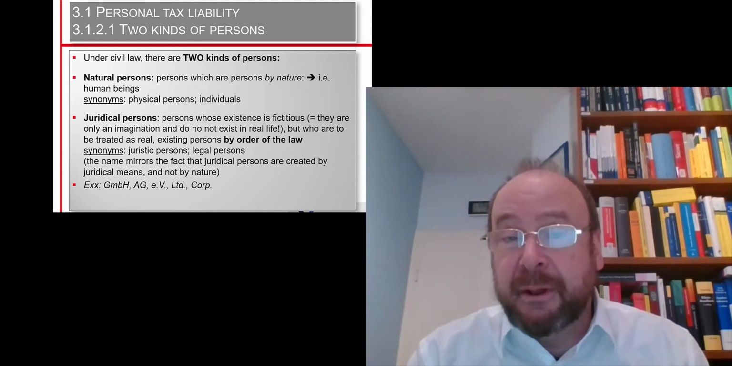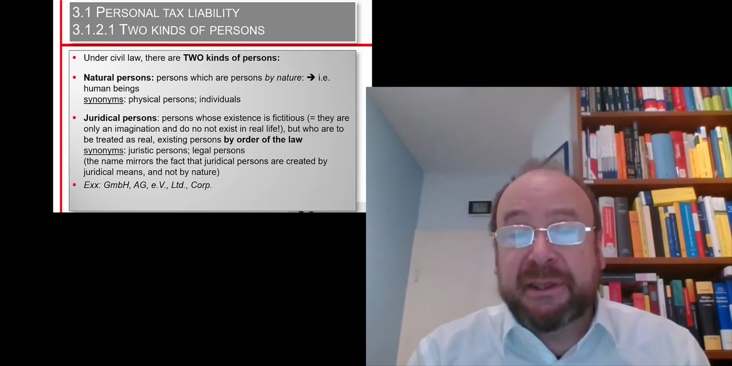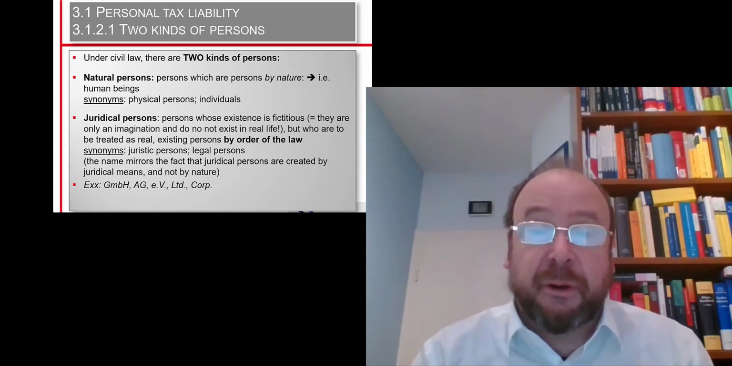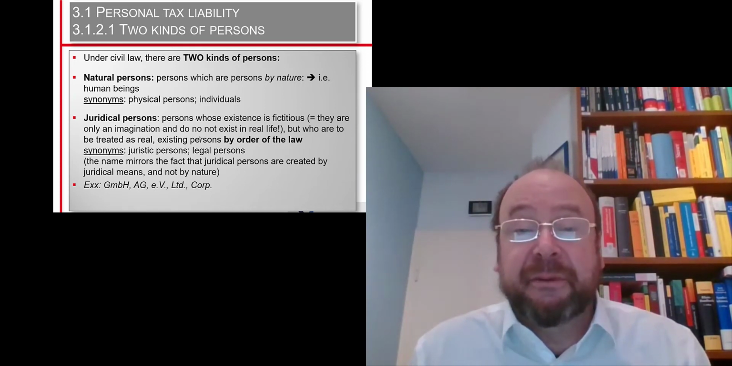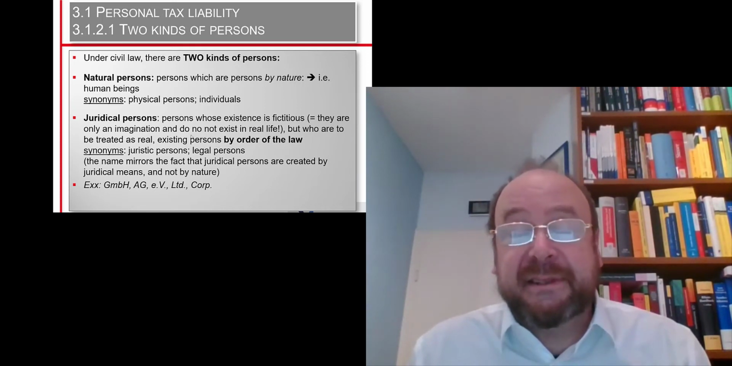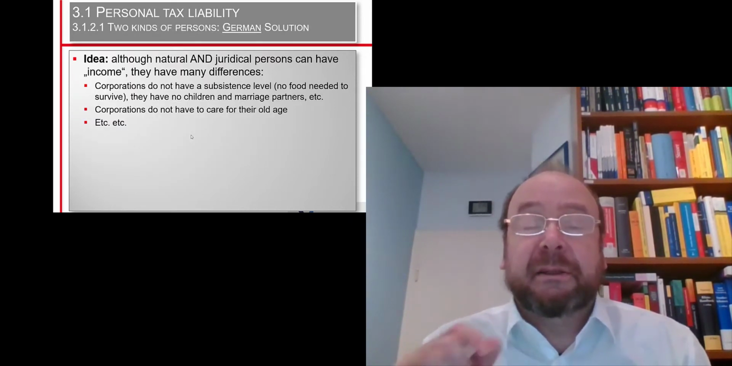For example, behind the name of an English or Irish firm, the abbreviation LTD would signal this is a limited company, so a juridical person, or the abbreviation Corp for corporation or Inc for incorporated would also signal to you this is a juridical person. Good.